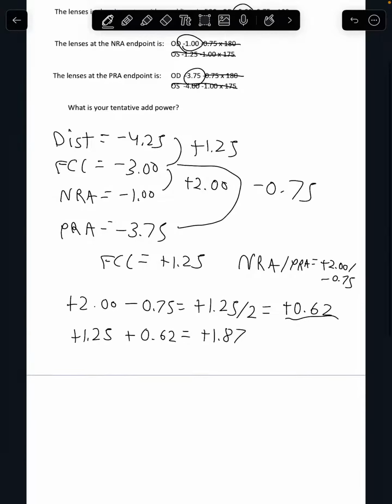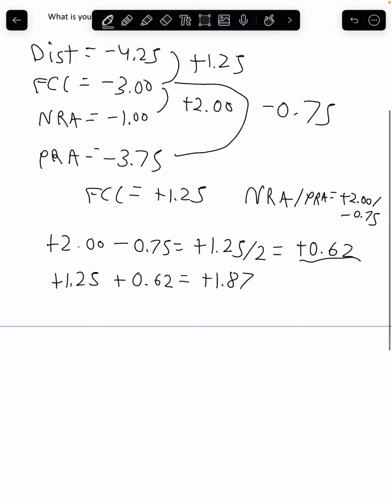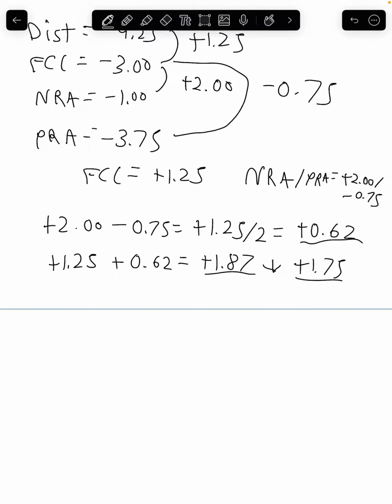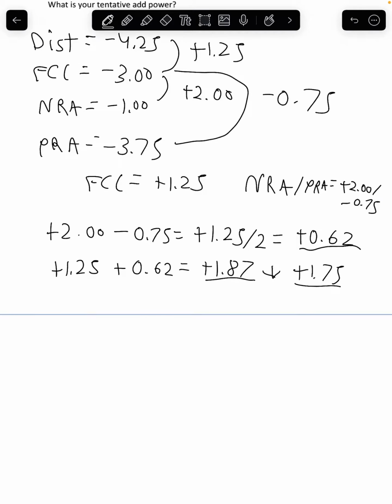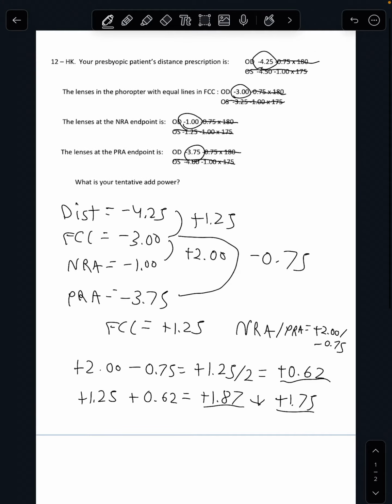And the thing with these problems, and most of the problems you're doing when you're dealing with accommodation and add power, is that whenever you get your final number and you have to round, you should always round down. So in this case, our final answer would be plus 1.75. Okay, that's as complicated as these problems get. The only wrench they can throw in is making you round at the end. Otherwise, every single FCC NRA PRA question should just be that.